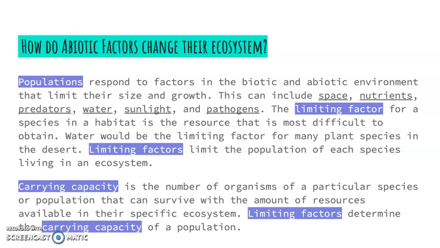Carrying capacity is the number of organisms of a particular species or population that can survive with the amount of resources available in their specific ecosystem. Limiting factors determine the carrying capacity of a population.